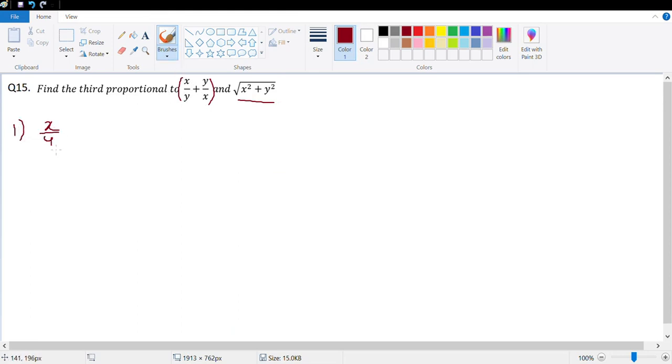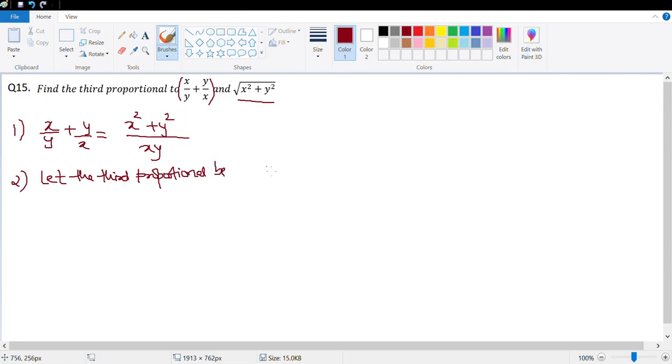So let's first figure out what the first term is. It's x upon y plus y upon x. Let's take the LCM. The LCM is xy. So this is x square plus y square upon xy. So what we need to figure out is the third proportional. So let the third proportional be A. What we have is x square plus y square upon xy is to square root of x square plus y square is to a. We've taken the variable a.